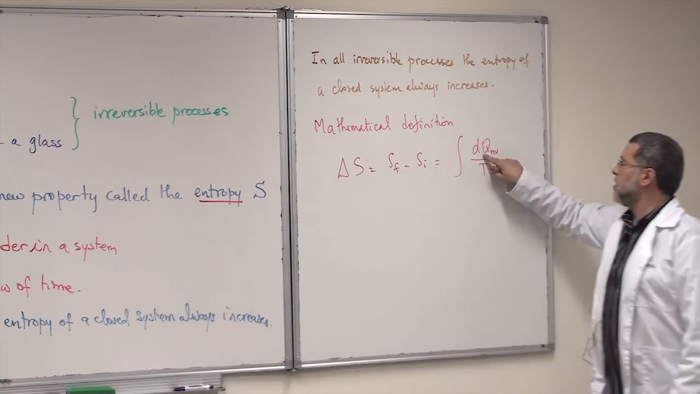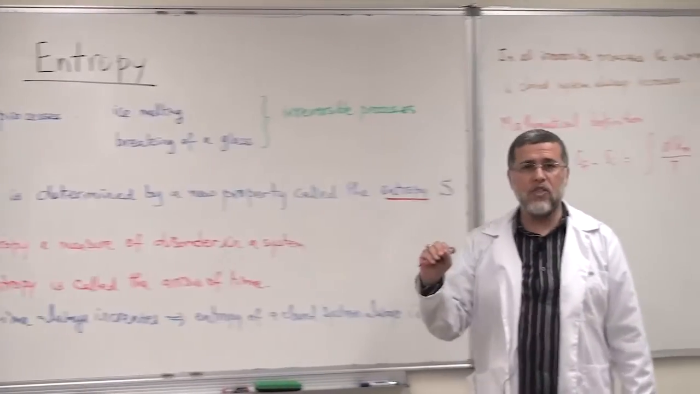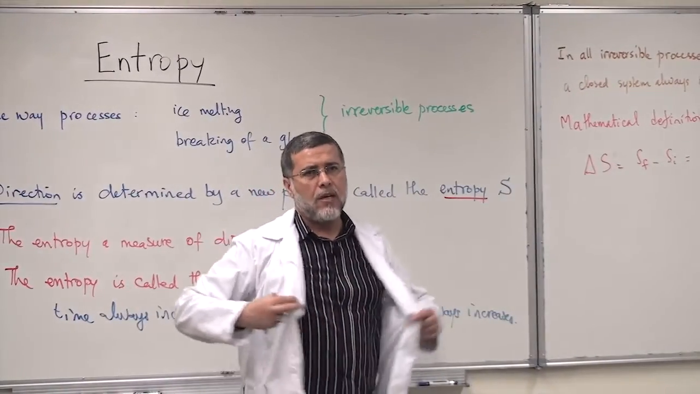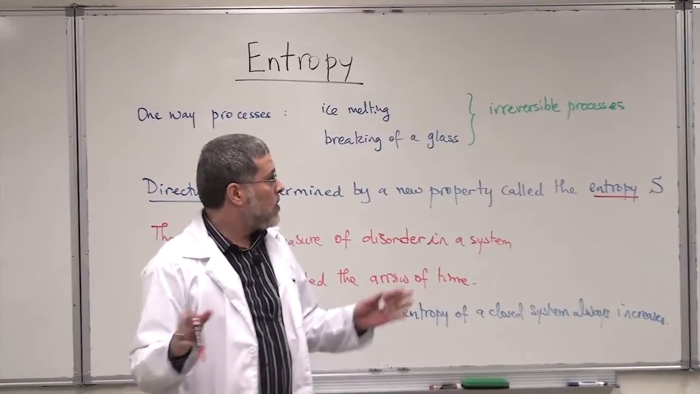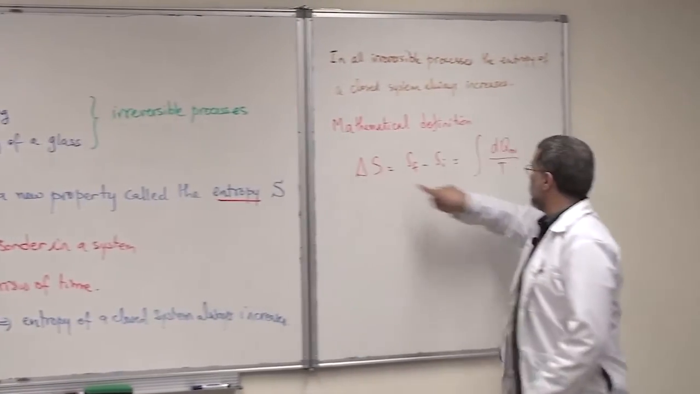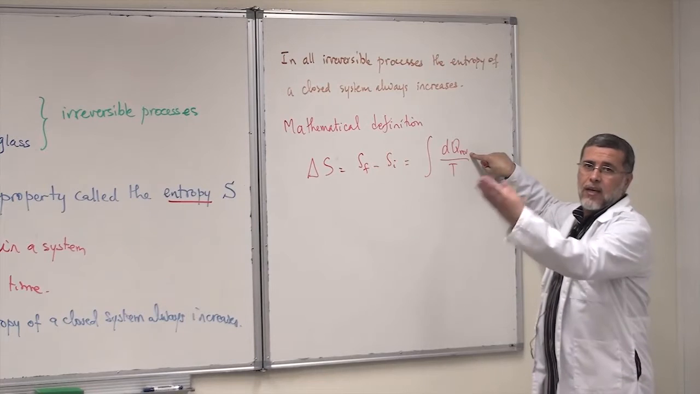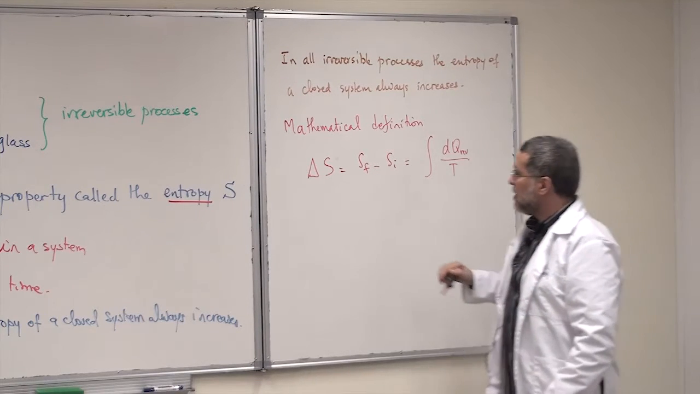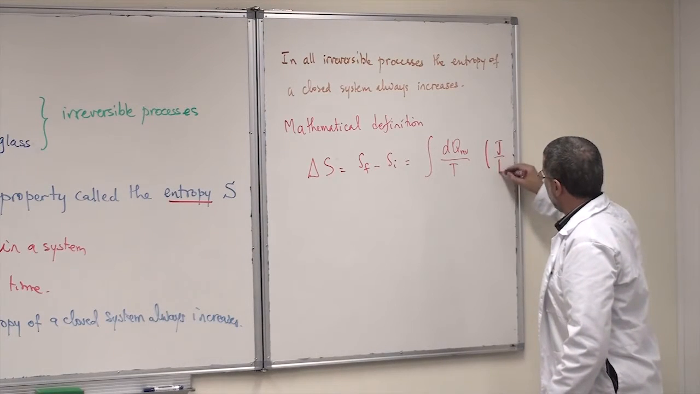Okay? dq reversible. We're talking about irreversible processes, whereas reversible processes are two-way processes. Most of our daily life processes are irreversible. So to be able to calculate the change in entropy of the system, we have to find a reversible process which is similar to the irreversible process that we are talking about. Now entropy, of course, has SI units of joules per Kelvin.